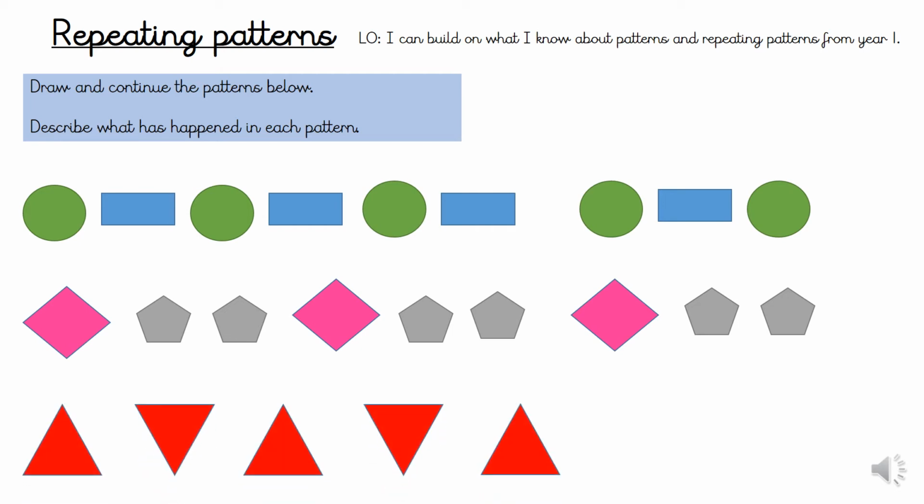This is our final repeating pattern. What do you notice? How have the triangles changed in their position? Which direction are they facing now? Pause the video, draw the pattern, and continue it by adding the next 3 shapes. Well done. You can see that the triangles have changed in their direction. Hopefully, you've now got a better idea of how a pattern can be a repeating pattern.